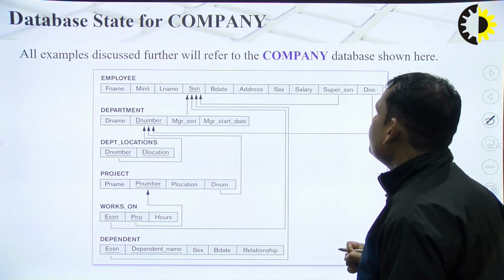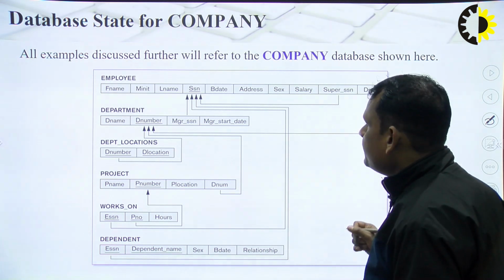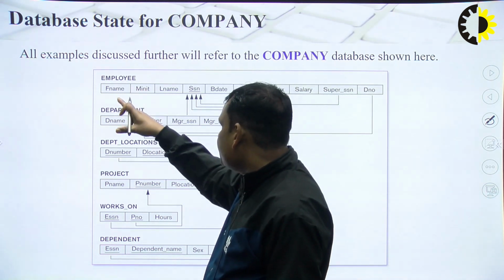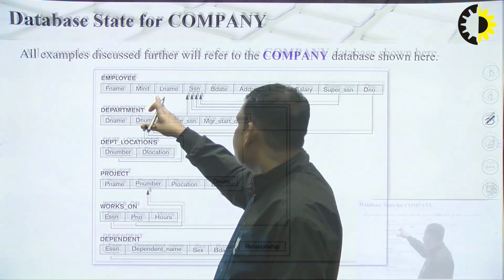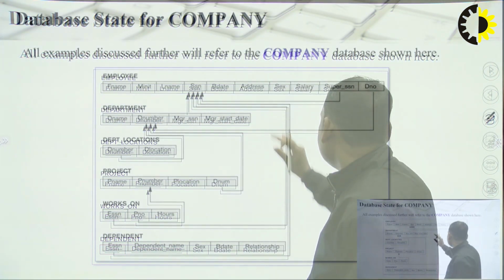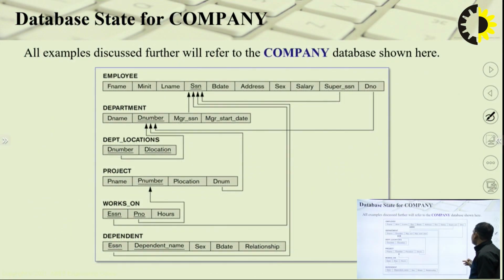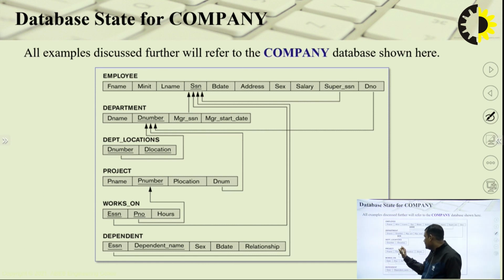For example, for the company database: the employee table has first name, last name, SSN, date of birth, address, sex, salary, super SSN and DNO. The department table has department name, department number, manager SSN and manager start date. Department location has department number and department location. The project table has project name, project number and project location. Works_on has ESSN, project number and hours.